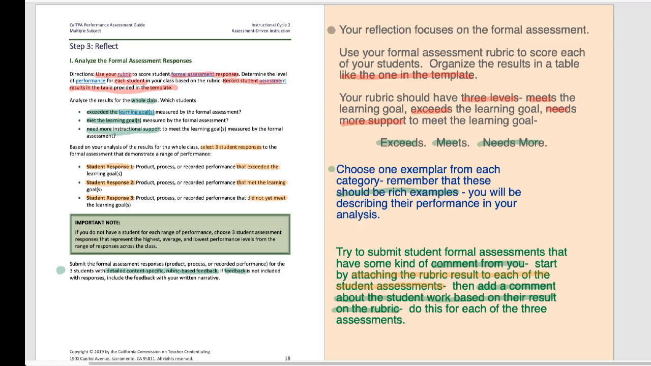So just to repeat, if you're going to be smart about this last piece, attach your rubric results to the student's work itself and add comment. That's probably the strongest way to go here. And you can imagine doing that for every one of the students who've done that formal assessment for your learning segment. All right? So let's go on to the next piece.